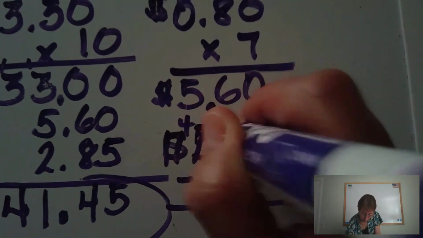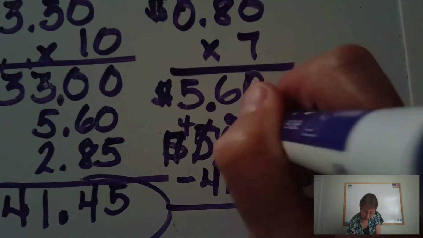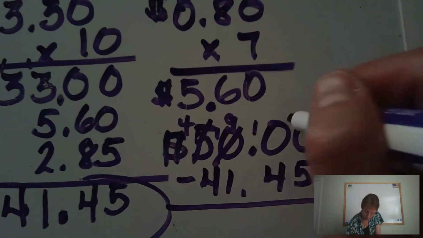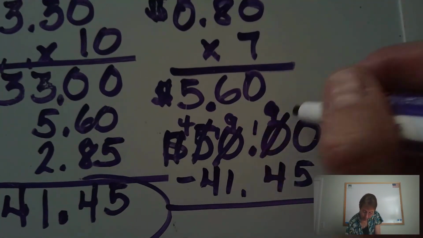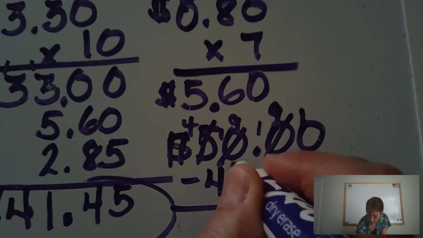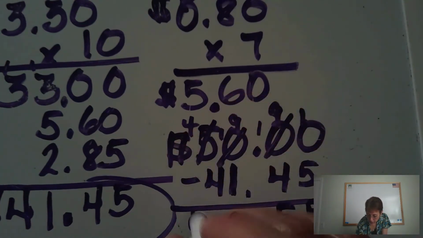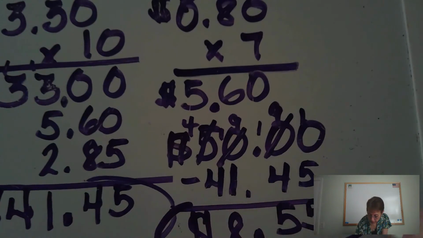5 becomes 4, 0 becomes 10, that 10 now becomes a 9. Now this 0 becomes 10, now we can trade from that 10, which becomes 9, and this 0 becomes 10. 10 minus 5 equals 5, 9 minus 4 equals 5, bring down the decimal point, 9 minus 1 equals 8, 4 minus 4 equals 0, bring down the dollar sign.